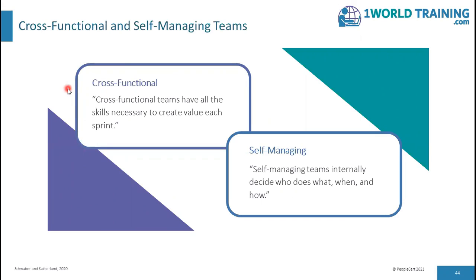Scrum teams are cross-functional and self-managing. Cross-functional teams have all the skills necessary to create value in each sprint. Self-managing teams internally decide who does what, when, and how. So Scrum teams are cross-functional, meaning team members have all the skills necessary to create value in each sprint by completing the chosen product backlog items and producing an increment that contributes to achieving the product goal.